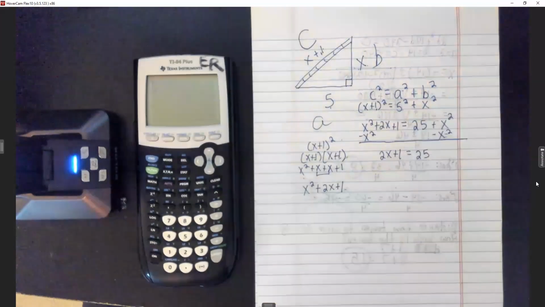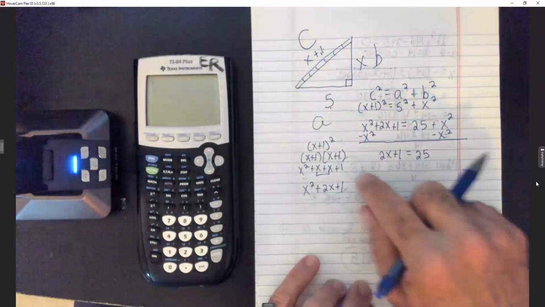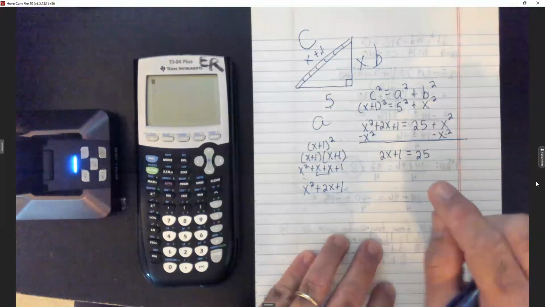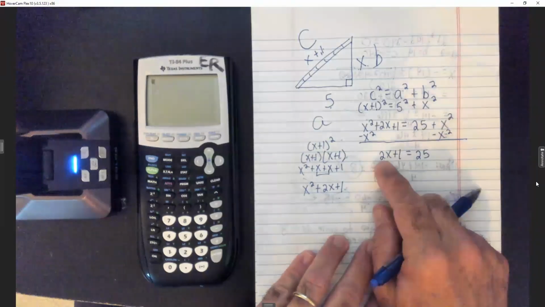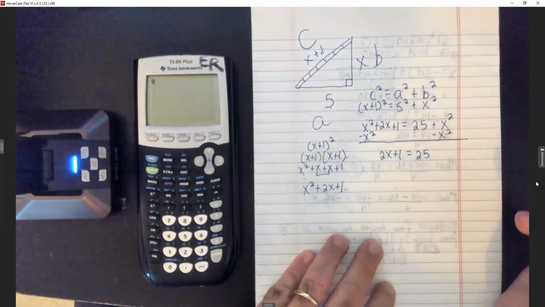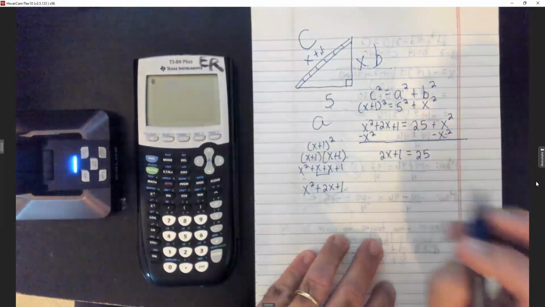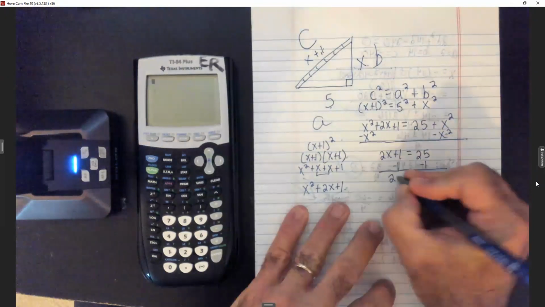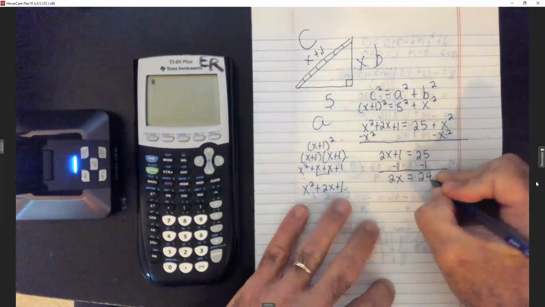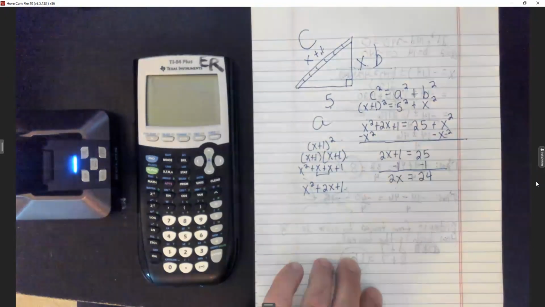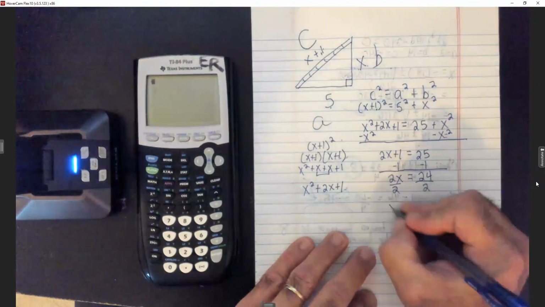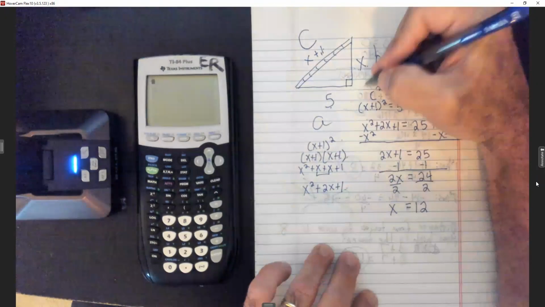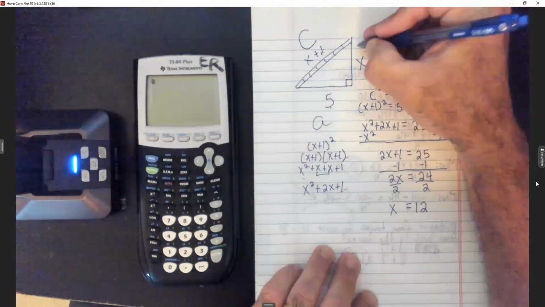So now, since these x squared terms are gone, I don't have to use a quadratic formula. I don't have to factor that. All I got to do is get the x on one side equal to my numbers. So we would first start by subtracting the 1. So I get 2x equals 24. And then solve that by dividing by 2 so that x equals 12. So I know the height that the ladder is on my wall is going to be 12.